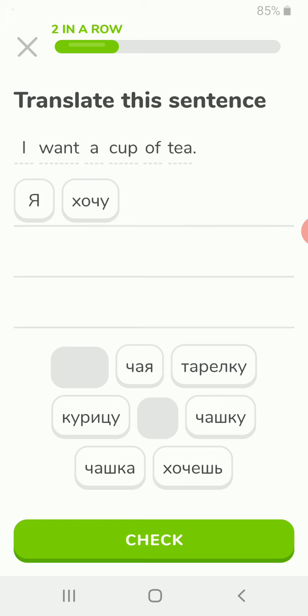Истанка is a glass, but чашка is a курица. It's a chicken. Chicken, yes. Чашку. So there are two things here. There is чашка and чашку, but it's the same thing in two different cases. So I think чашка.